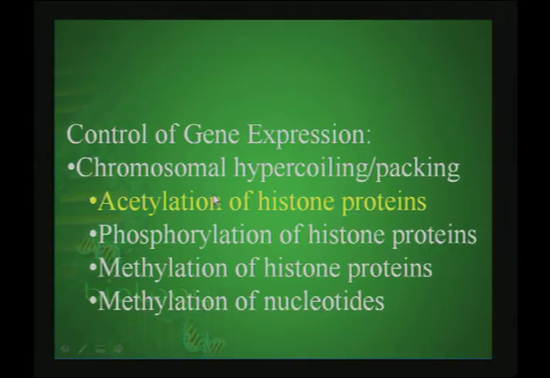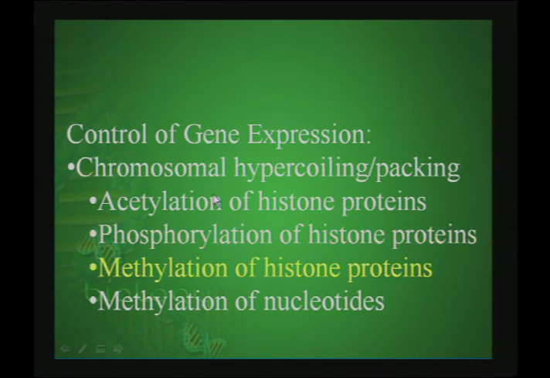All right. So with this hypercoiling or packing, what are some factors that can affect whether the DNA will be hyperpacked or loosened so that the promoter region is accessible to RNA polymerase? Some of the things that can affect this are enzymes that add acetyl groups to histone proteins. Acetylation of histone proteins, you may recall that an acetyl group is basically a 2-carbon unit. If you add that to histone proteins, that will loosen the DNA. Also, if you phosphorylate some of the histone proteins, that will also loosen up the DNA.